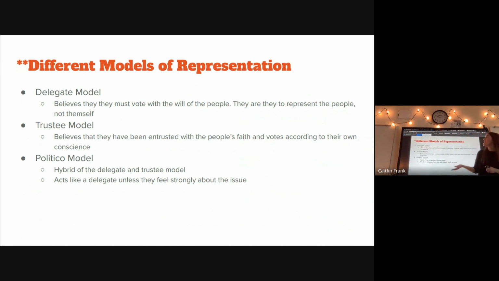And then Politico is a hybrid. So you vote with your constituents unless you really think it's not what's best for society. So it's a little bit of delegate and it's a little bit of trustee. Mostly delegate unless they really think they cannot align with their constituents on an issue.